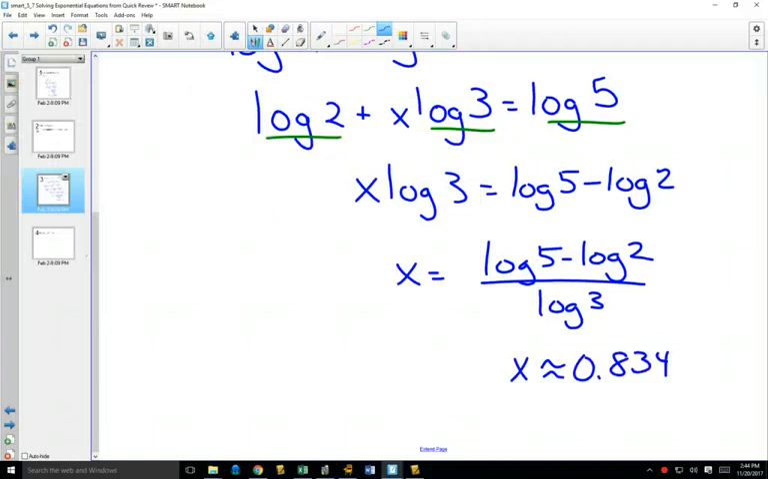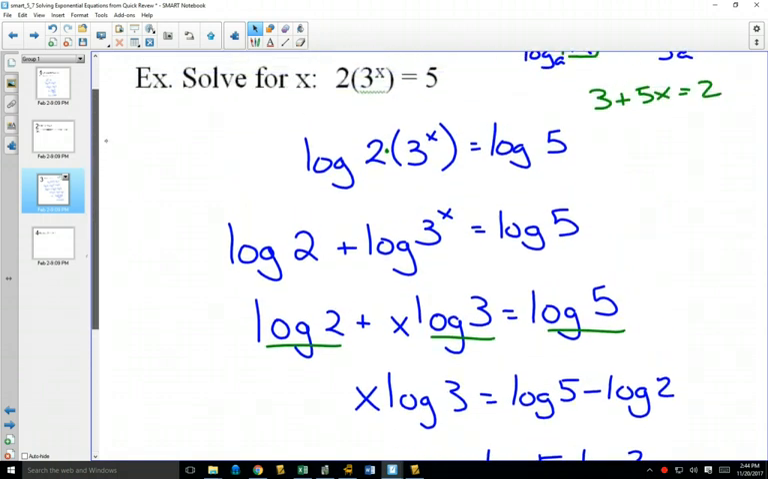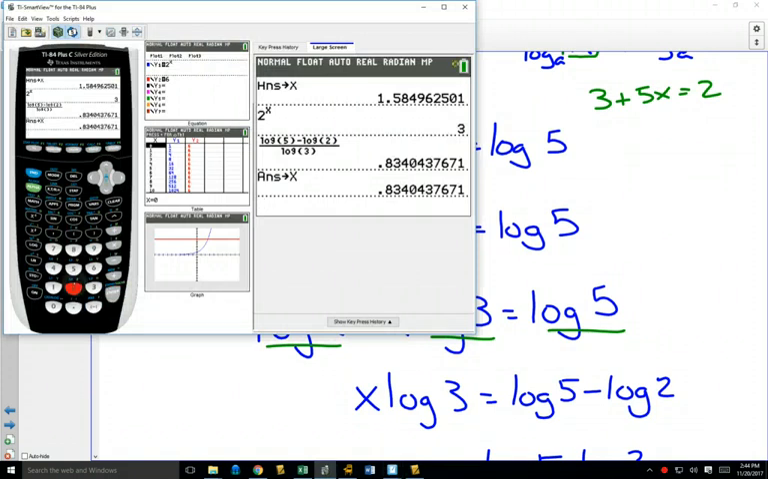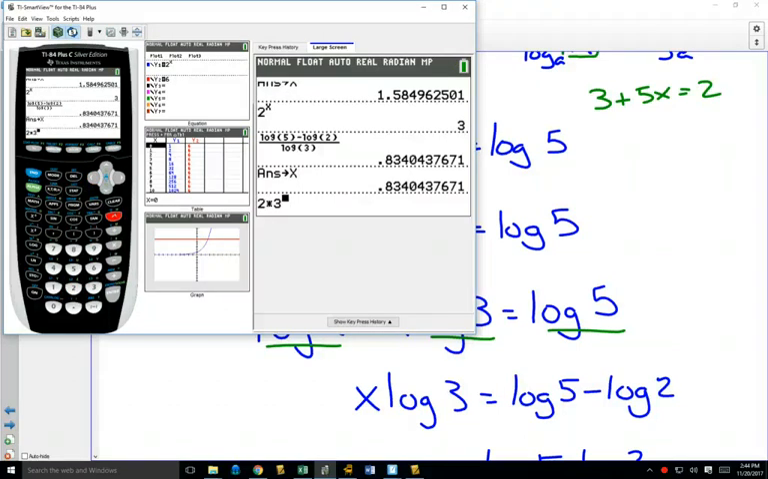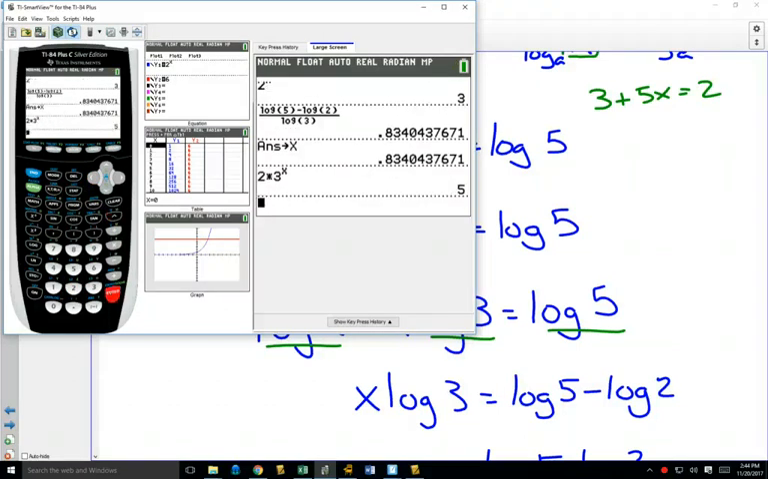There's 3 decimal places. I'm going to store that as x, and I can check, does it work? My original question was 2 times 3 to the x. So I'm going to try that. 2 times 3 to the power of x. Is it equal to 5? If it is, then we know we've got our question right. If it's not, it means we have to go back and see where we made a mistake.